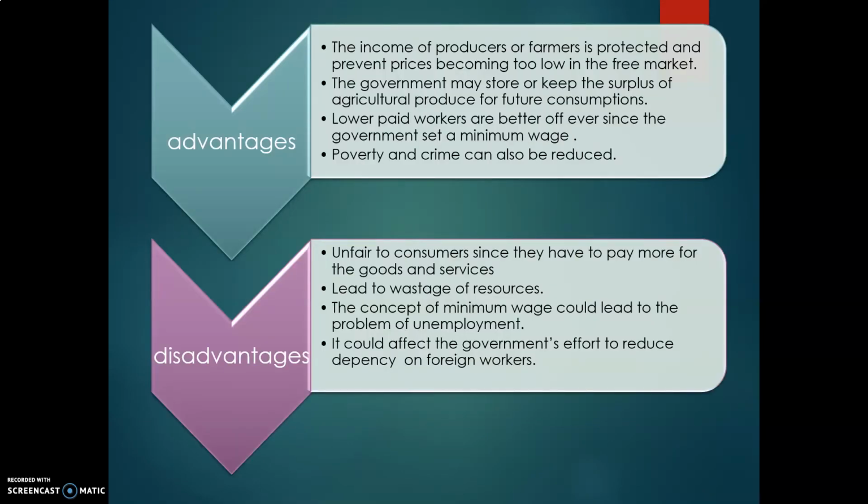For the advantages, the income of producers or farmers is protected and prices are prevented from becoming too low in the free market. The government may store or keep the surplus of the agriculture produce for future consumption. Lower paid workers are better off since the government sets a minimum wage.